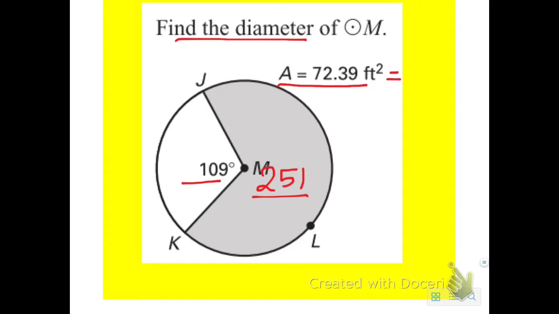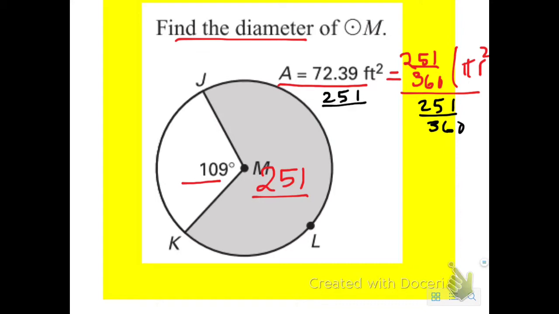So if I know the area of this shaded region is 72.39, the way I would find that, if I needed to, would be 251 over 360, because that's the part of the circle I'm concerned with, times pi r squared. So in order to solve for that, I need to isolate the r. So I'm going to divide both sides by 251 over 360. They cancel on the right.